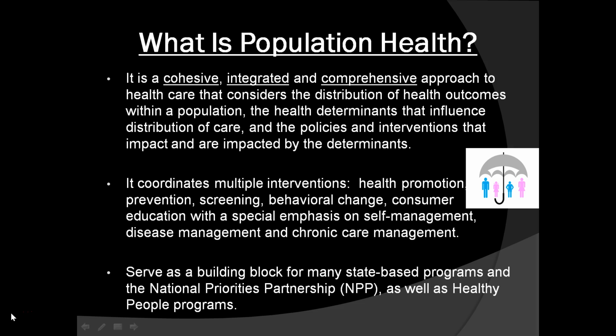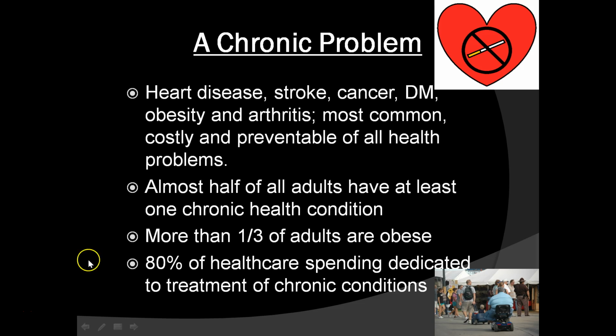And also, population health serves as a building block for many state-based programs and the National Priorities Partnership, or NPP, as well as Healthy People programs. So, we talked a little bit about this in the last chapter, the chronic problem, talking about the chronic illnesses. Heart disease, stroke, cancer, diabetes, obesity, arthritis are the most common, costly, and preventable of all the problems. Almost half of the adults have at least one chronic healthcare condition in the United States. More than a third of the adults are obese. 80% of healthcare spending is dedicated to treatment of these chronic conditions.